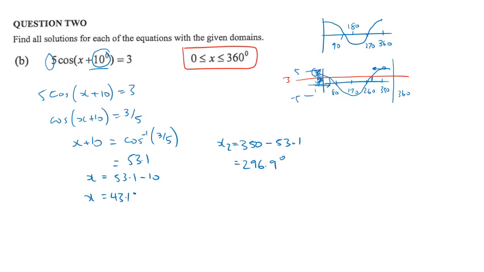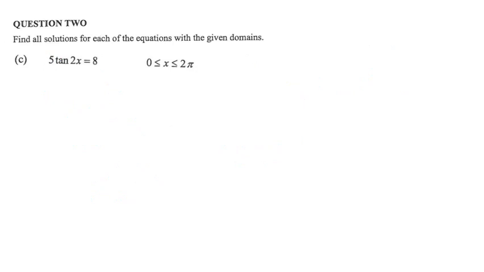Now I should probably double check these. If I go 5 cosine 43.1 plus 10, my calculator, I should get 3.0. Yeah, basically 3. The error in the calculator is just because of my rounding to one significant figure, or one decimal place, sorry. And that is the same thing, so there are my two solutions.